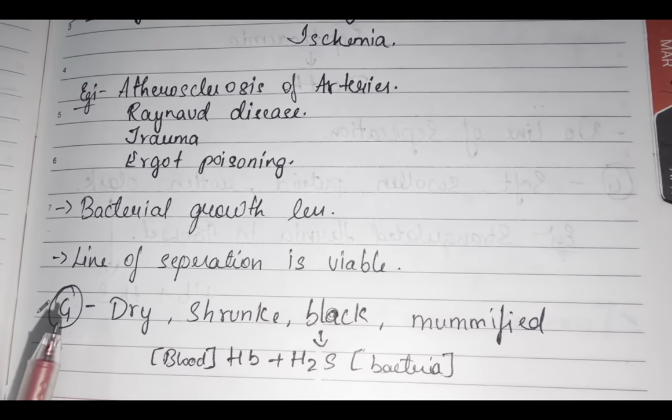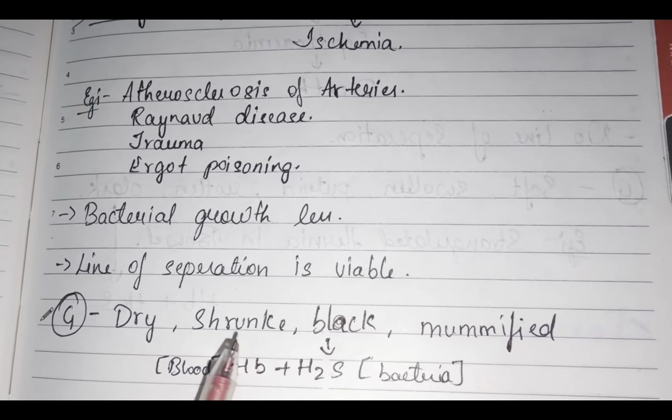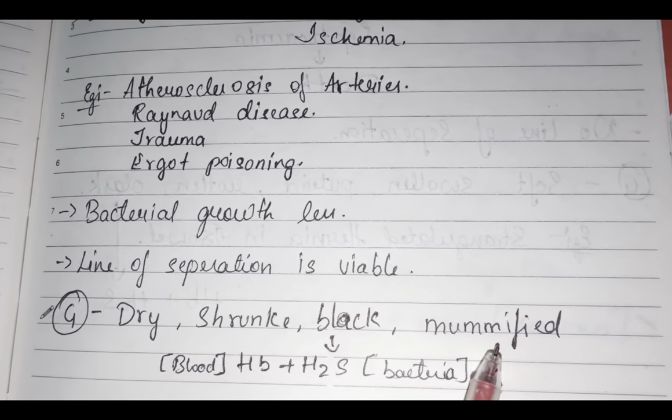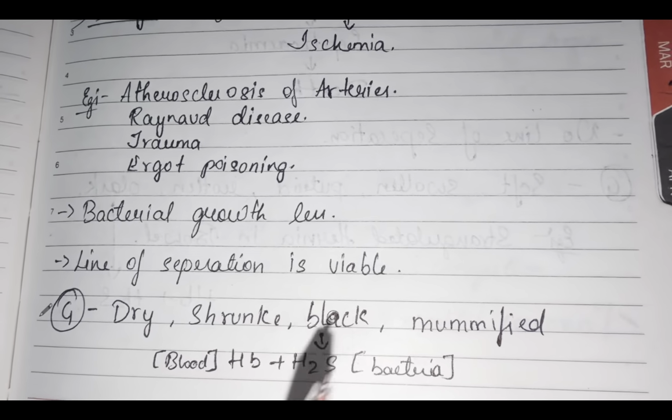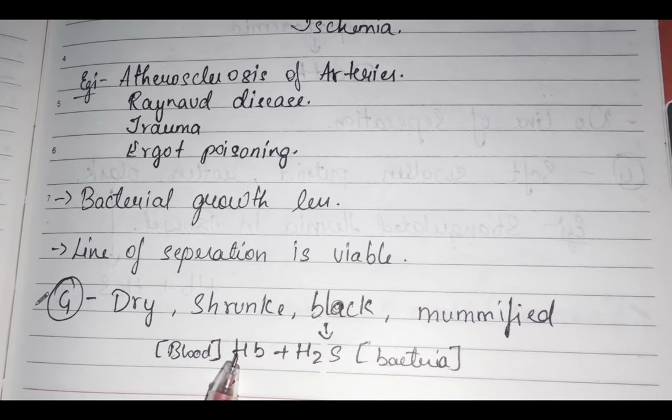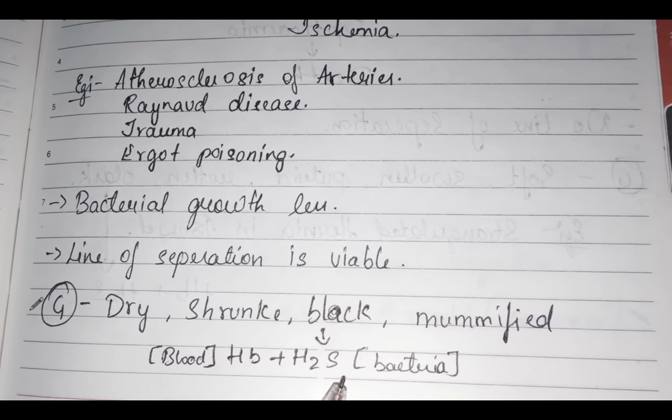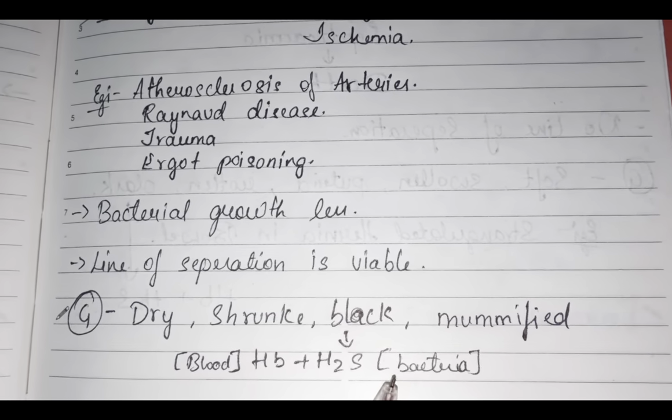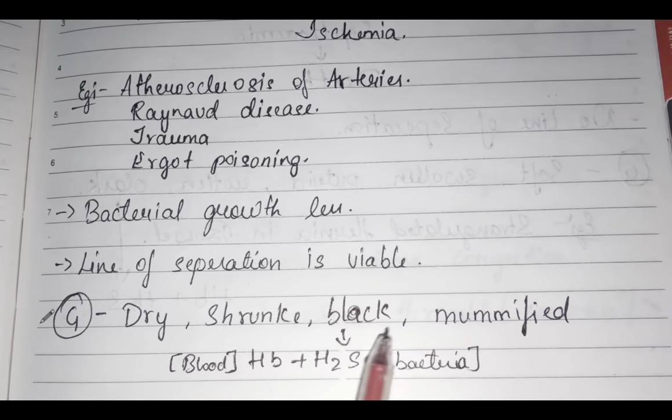The gross features are that it can appear dry, shrunken, blackish and mummified. The black nature is due to the hemolyzed blood which gives hemoglobin, which later on reacts with the hydrogen disulfide released from the bacteria, which leads to the black color.